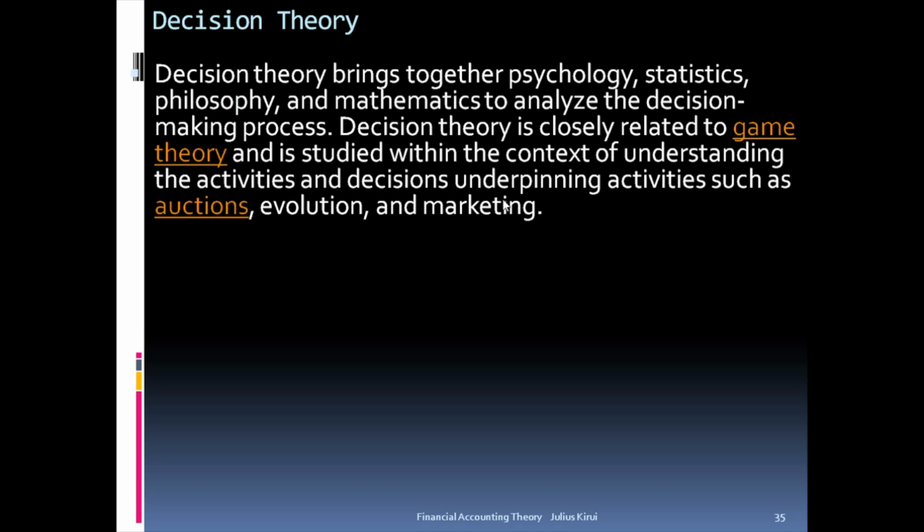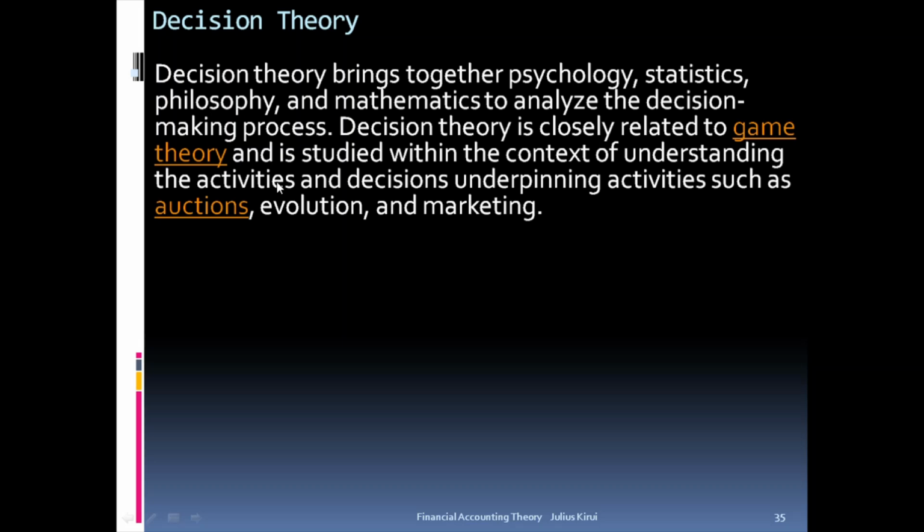Decision theory brings together psychology, statistics, philosophy, and mathematics to analyze the decision making process. Decision theory is closely related to game theory and is studied within the context of understanding the activities underpinning activities such as auctions, evolution, and marketing. Have this in mind: when you are making decisions, it is used together in psychology, statistics, philosophy, and mathematics. There is a psychology part, a statistics part, a philosophy part, a mathematics part. So at the end of it, you have a complete sense of information.